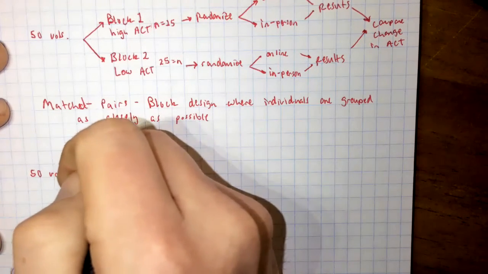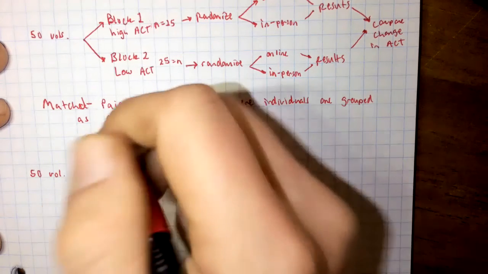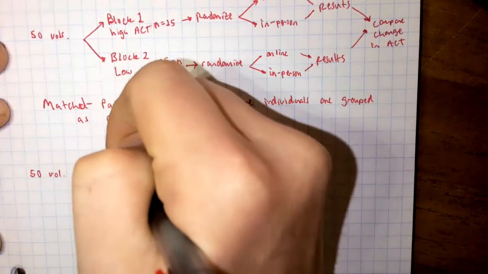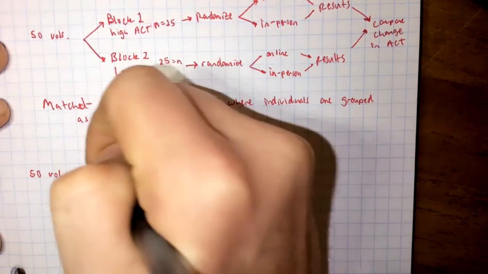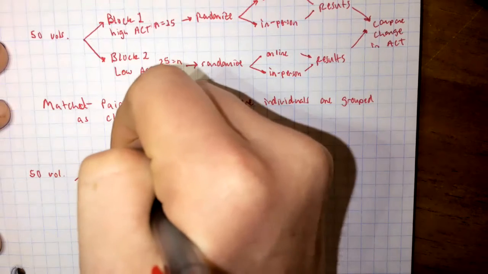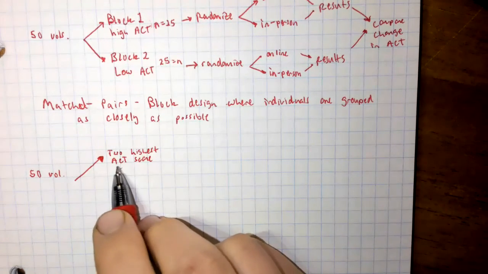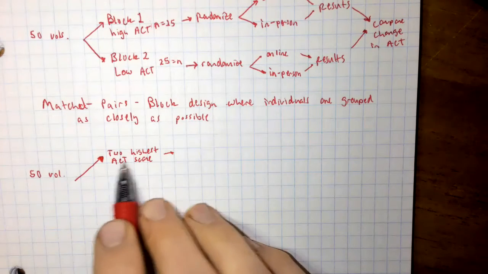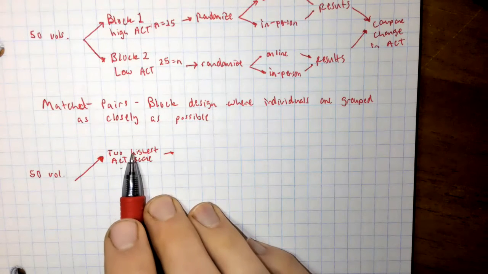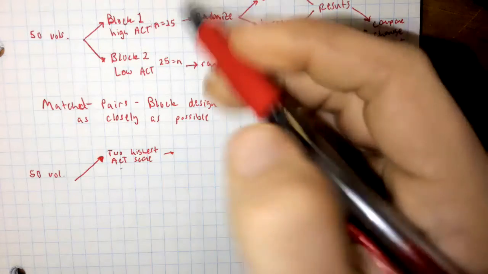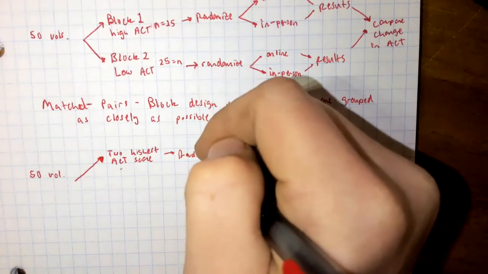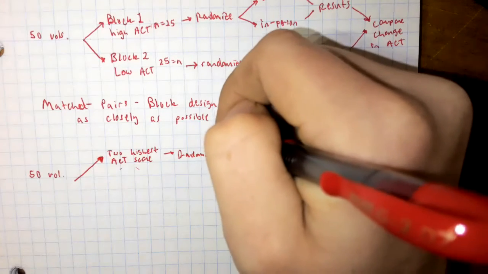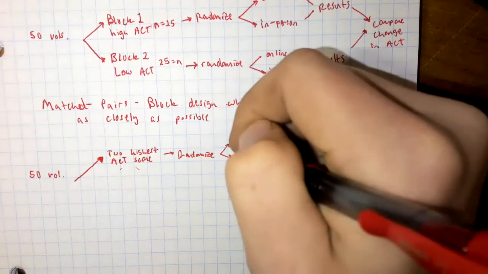So our first block will have the two highest scoring ACT students. Two kids that scored the highest on the ACT will be in our first block. And then we'll randomize. One of the 2 highest scoring ACT students is going to get the online prep course, and then the other one's going to get the in-person. So again, then we'll randomize. One of these 2 students is going to get the online prep course. One of them is going to get the in-person prep course.